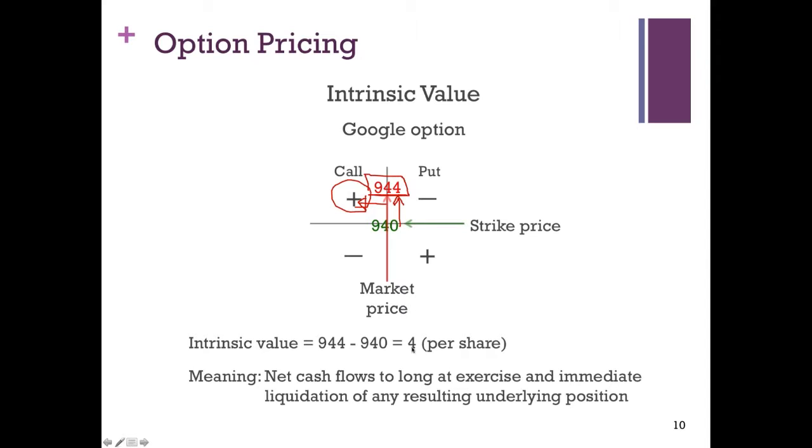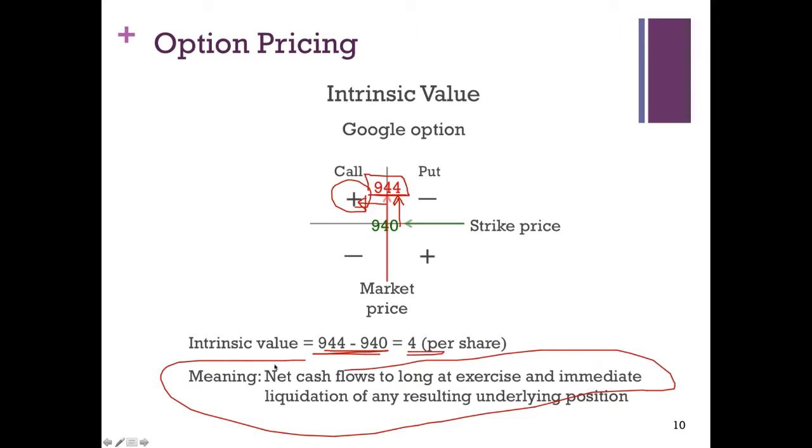And remember how we got here: we're trying to define intrinsic value. The definition, really a formula, was that if the option is in the money, the intrinsic value is the difference between the market price and the strike price. Ergo, we have an intrinsic value of 4. Now, we'll look at that in the context of the option premium, but what is the real meaning of intrinsic value? That's given at the bottom of the page. It's the net cash flows the holder of the option would realize if they exercise the option and immediately liquidate any resulting position in the underlying stock.